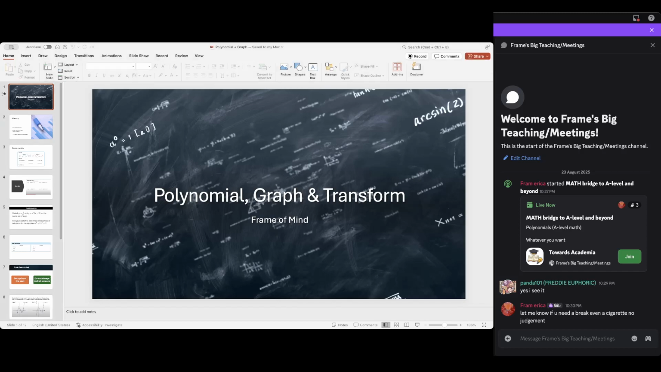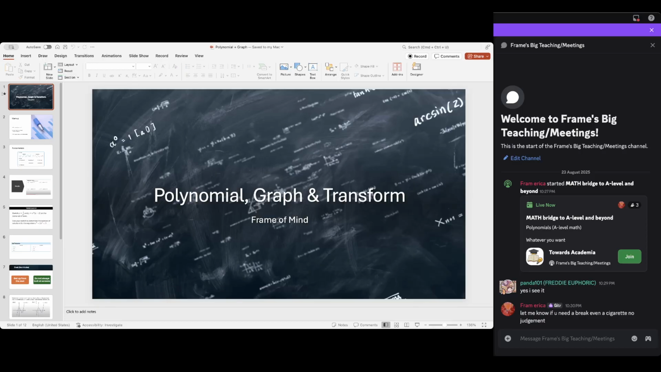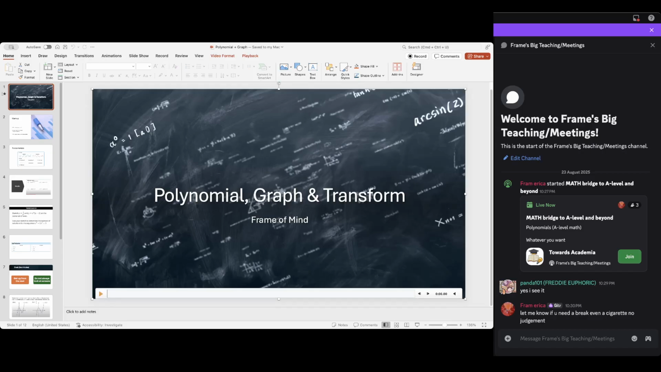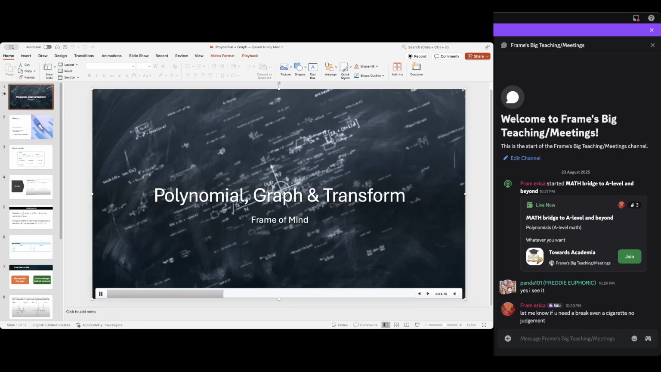We are starting with polynomials, graphs, and transformations as requested by our XRS legend. This is what we're going to do, like you can see.